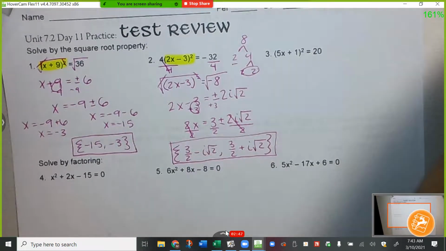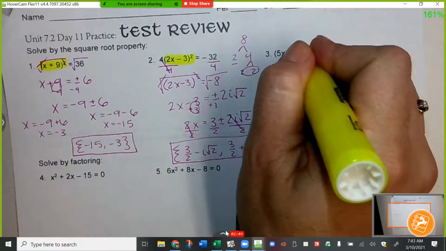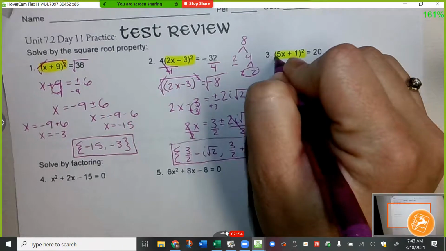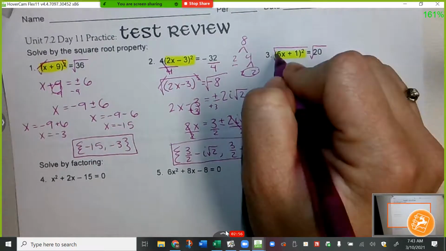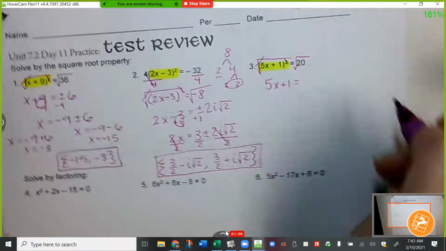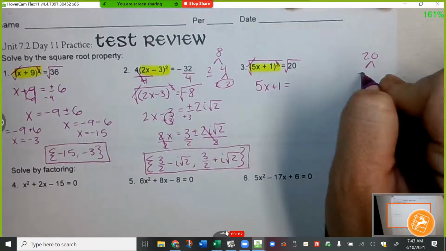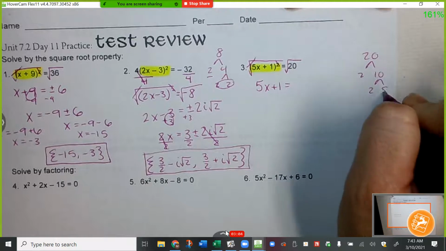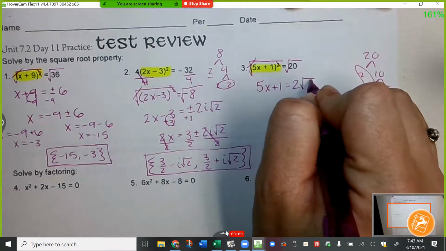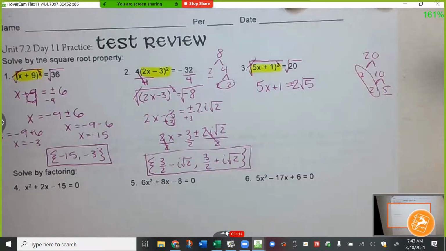Okay, so again, getting whatever's squared alone. Whatever's squared is already alone, so we're just going to go ahead and take the square root of both sides. The square root cancels the squared. I get 5x plus 1. Well, let's break down 20. 2 and 10, 2 and 5. So 2 is my pair, 5 is my leftover, and positive and negative.